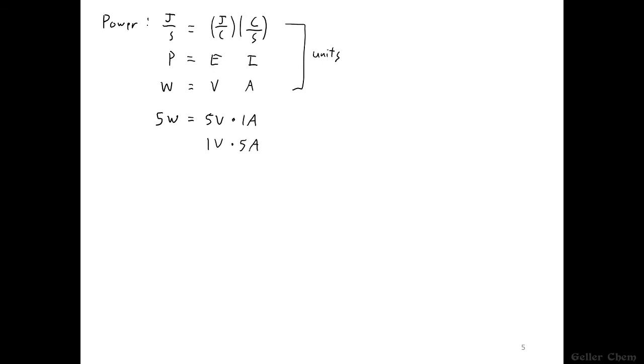It could be something in the middle, like 2.5 volts times 2 amps. And the way to interpret something like this is that imagine our device that's taking this 5 watts of power has a battery that's 2.5 volts, and the reactions are able to go fast enough to generate a current of 2 coulombs per second.